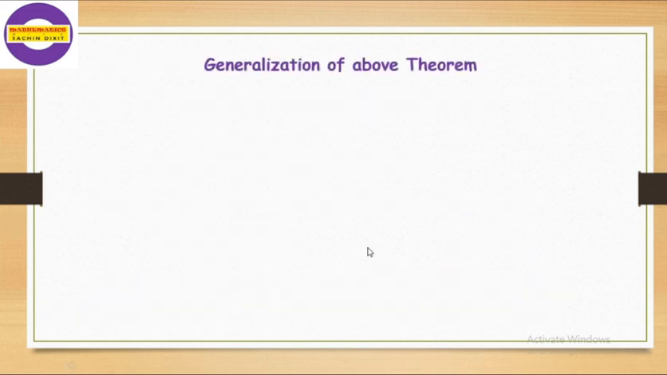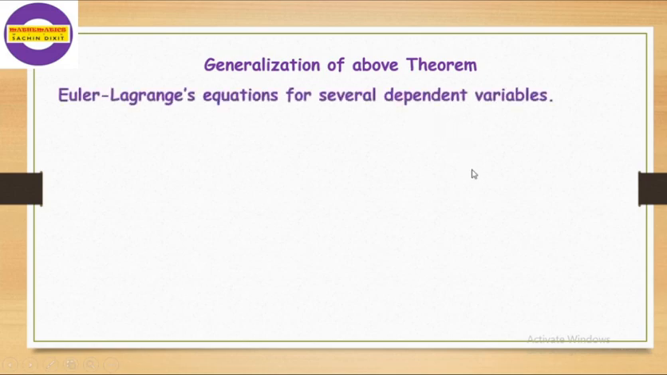Now we generalize this theorem. That means we have to find the Euler-Lagrange equations for several dependent variables.